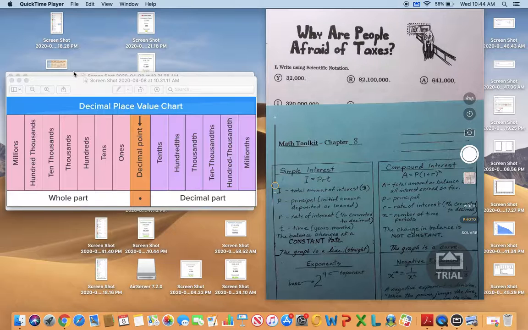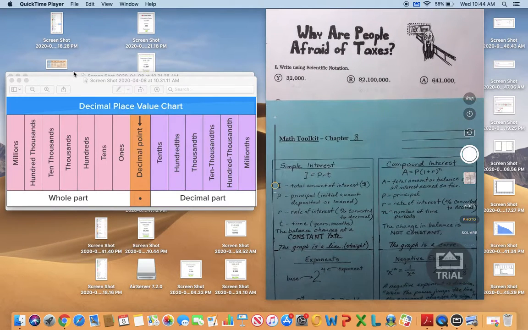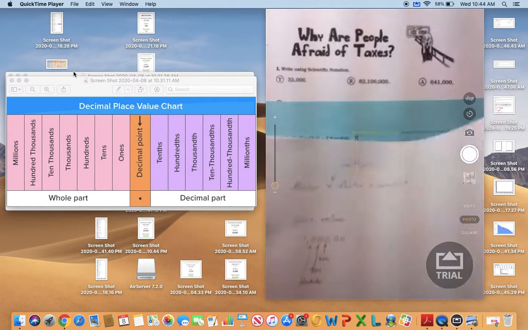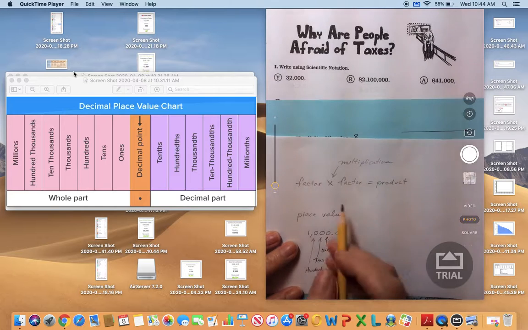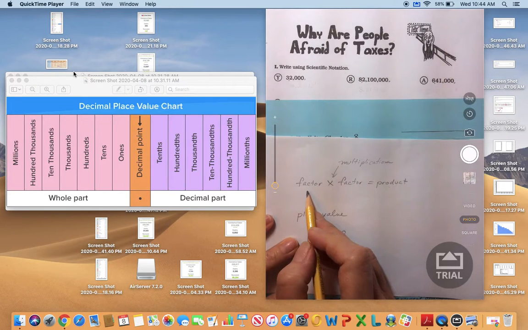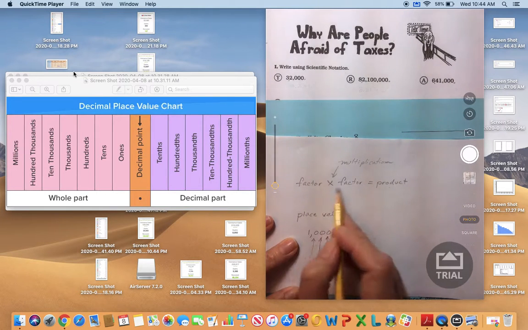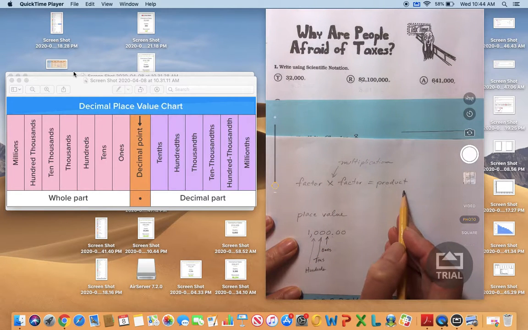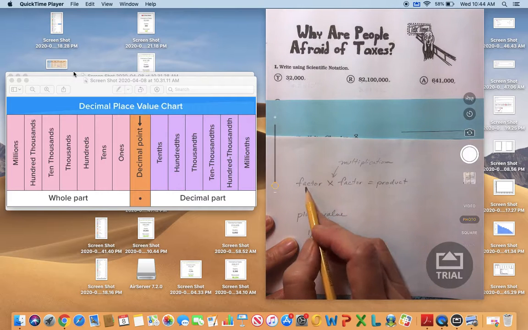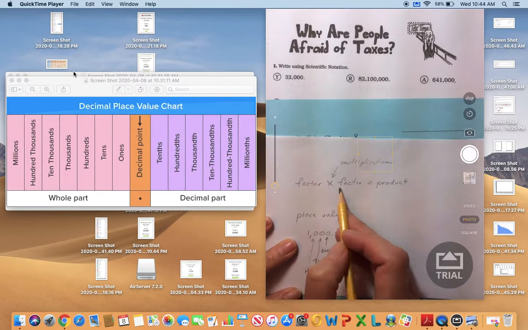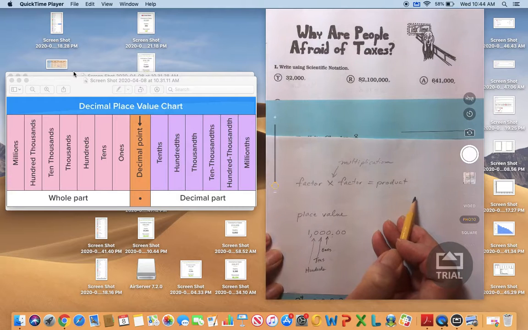In this video, I'm going to show you one way that you can do your work for the week. First, I'm going to review a few concepts. One of them is a little bit of vocabulary. Factors are the things you multiply together to get a product. So you can see here, factors multiplied together are equal to a product.